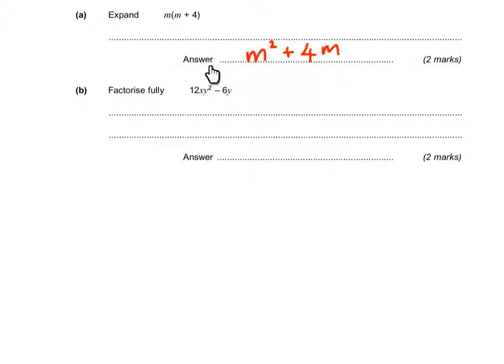Next one, factorise, so think of the biggest thing you can that everything there can be divided by. Well, 12 and 6 certainly both divide by 6, and then we've got y's in both of those, so we can divide everything by y as well. So 6y goes outside the brackets, and then inside the brackets, what do I need to multiply the 6y by to get the terms I started with? So 6y times 2xy will give me 12xy squared, and 6y times minus 1 will give me minus 6y.